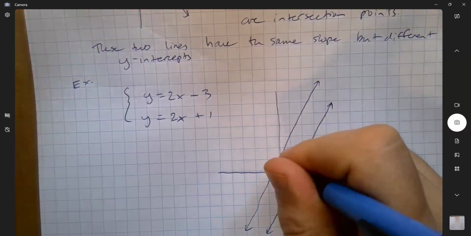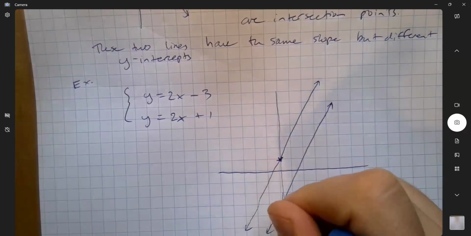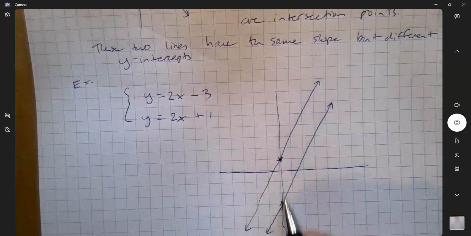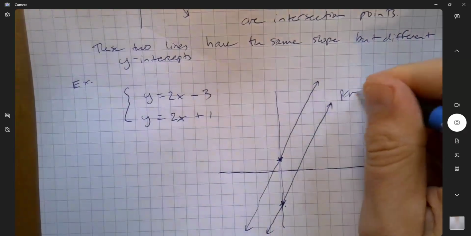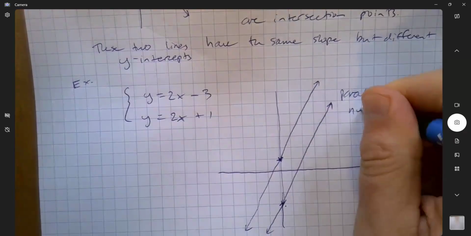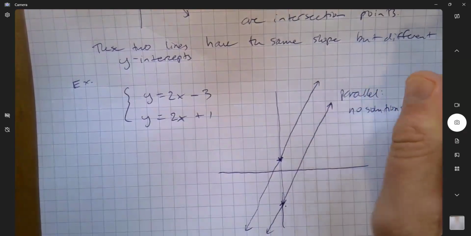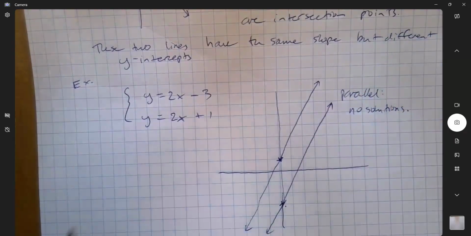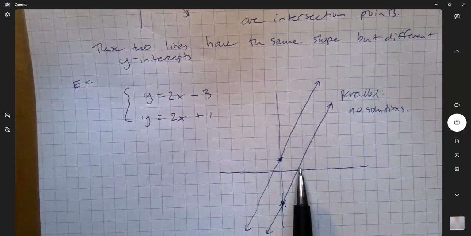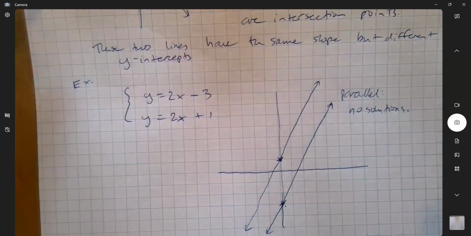Since they have the same slope, they could either be parallel or overlapping. And since they have a different y-intercept, they're not overlapping. They're parallel, no solutions. And as you can imagine, putting your two equations and graphing them will show you immediately if they're parallel, in which case there are no solutions.